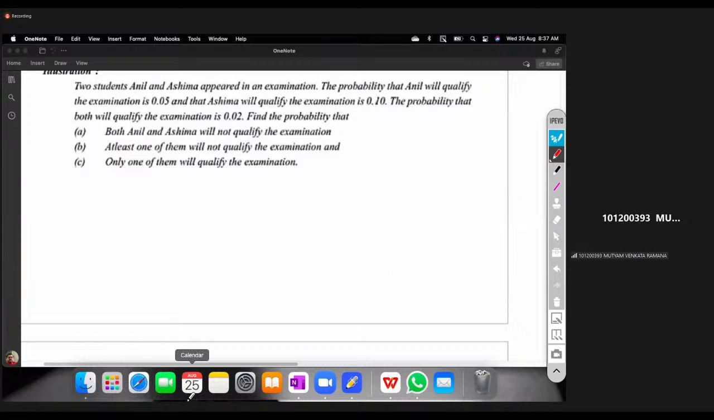So completed. Set theory was not even introduced for us. Arre beta, you should know basic set theory, na. You should know basic set theory, beta. Don't complain about those things, okay?